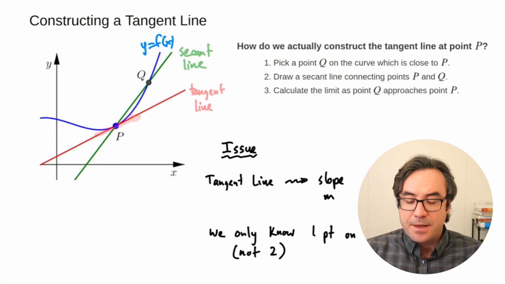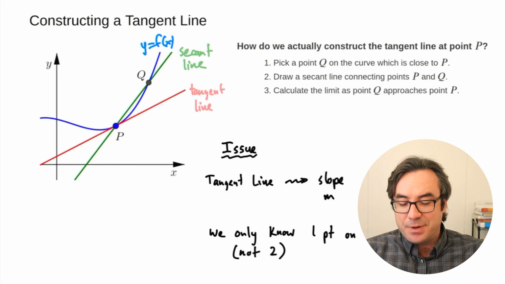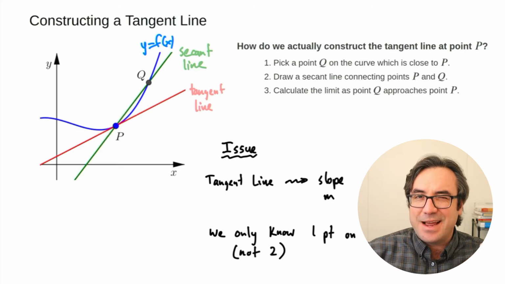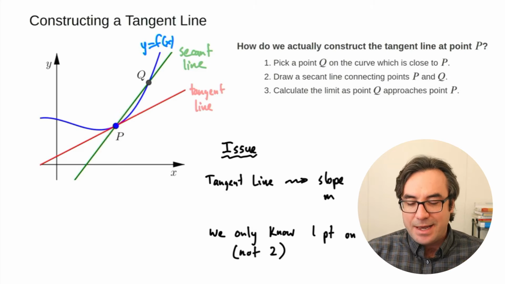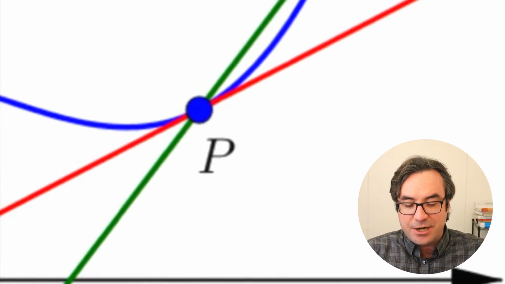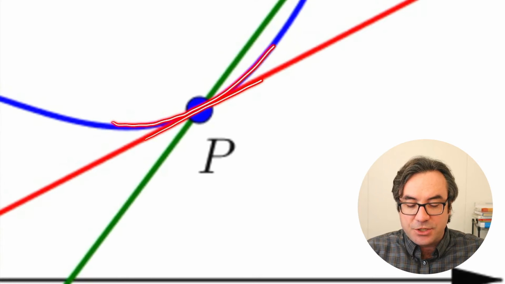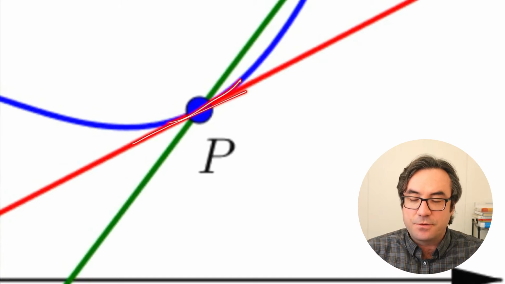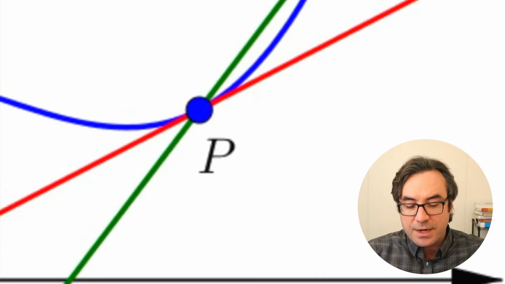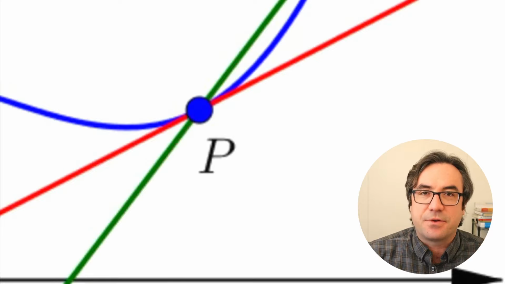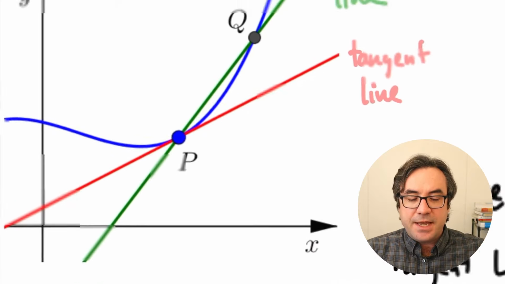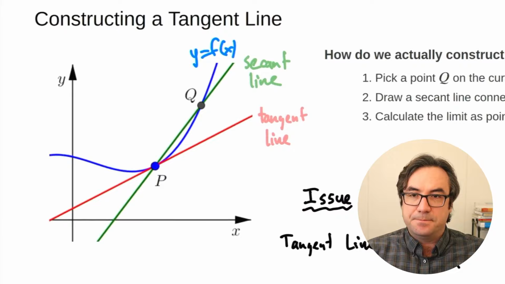Our curve and our tangent line here are going in the same direction, but the curve and the secant line are not really going in the same direction. If you were to zoom in on this section here, right around our point of tangency, the tangent line and the curve should look very similar, whereas with the secant line, there's a clear difference. So the secant line alone doesn't do it.